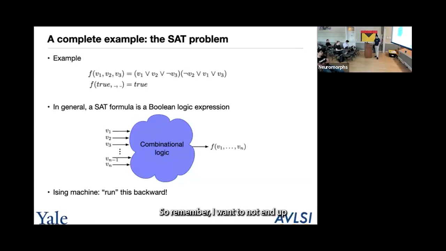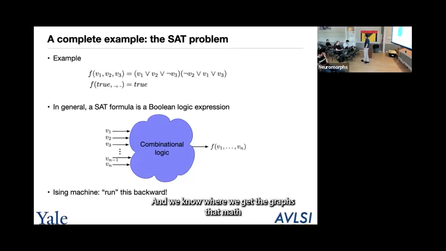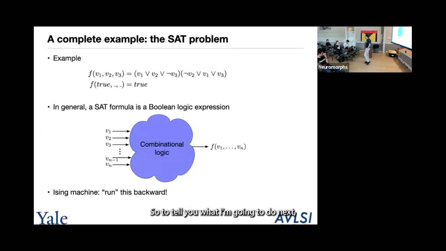So remember, I don't want to end up with a situation where I have a horrible Ising graph that is going to stress my place and route, basically. That's what I'm trying to avoid. And we know where we can get graphs that map well, and that's through logic synthesis. You know that. So that should tell you what I'm going to do next.